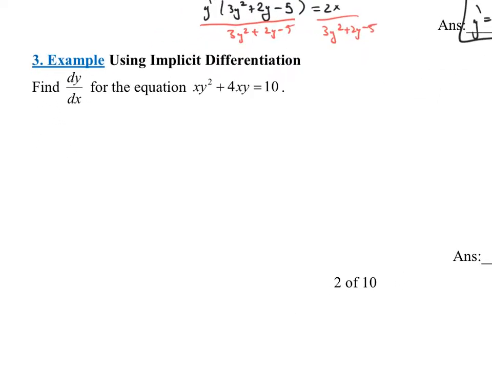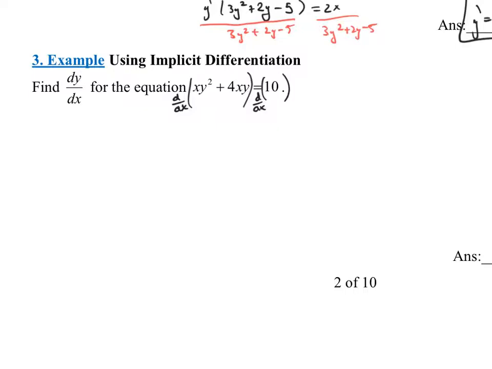Example 3. It says find dy/dx for the equation xy squared plus 4xy equals 10. Again, here's an equation that we could not solve for y. So this is an implicit function. So we need to figure this out. We're going to take the derivative with respect to x of both sides of this equation.